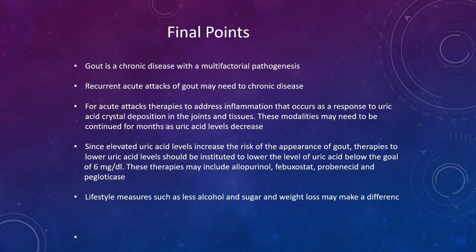Since high uric acid levels increase the risk of gout, therapies to lower uric acid should be instituted to lower the level of uric acid below the goal of 6. These include allopurinol, febuxostat, which I forgot to mention is also called Uloric, which is similar to allopurinol, probenecid, and pegloticase. Lifestyle measures such as less alcohol and sugar and weight loss may make a difference.